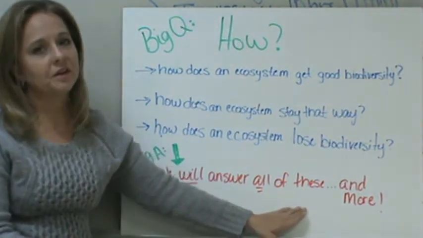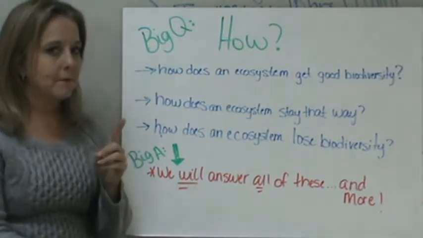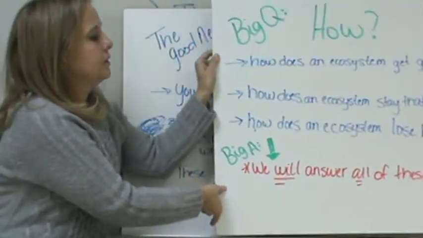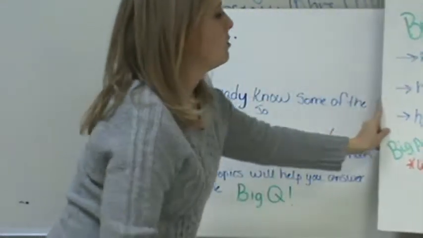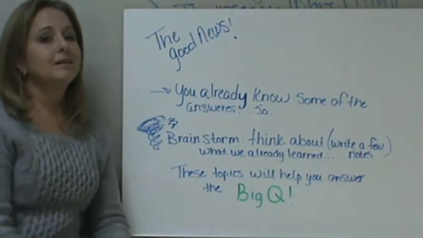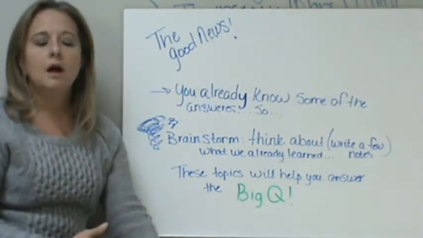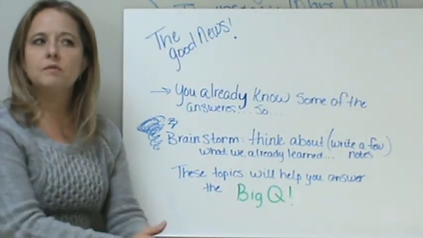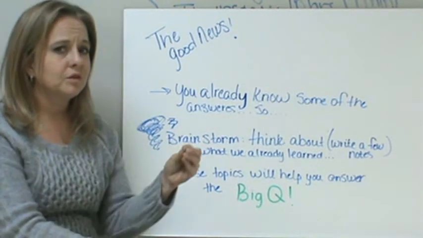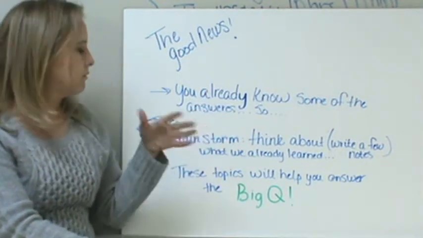So the big answer down here at the bottom is we're going to answer all of those over the next couple of weeks. But you already know, and this is the good news, you already know some of these answers. You may have learned them in other classes, but you've already learned some of these answers. Remember I said at the very beginning, maybe what we've been learning doesn't seem to be real connected. It is. We've all been learning little bits and pieces to answer some of these questions of the big Qs.